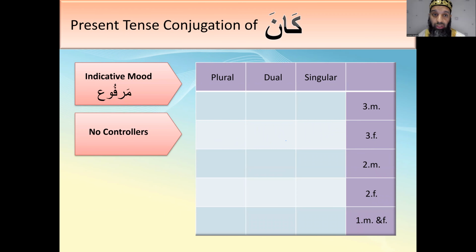Kana is also a weak verb. So what do you think? Yaktubu was here, yaqulu was here. So what do you think kana is going to be? Yakanu doesn't sound right. Because you know yaqulu, and the adjustment for kana is similar. So yakunu.